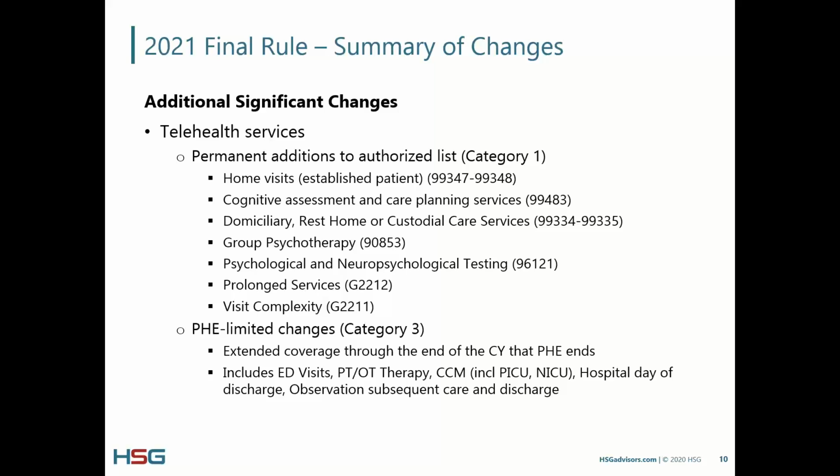If the COVID-19 public health emergency is extended into 2022, unless the 2022 final rule changes this, it would take them all the way through the end of calendar year 2022. So for right now, it looks like all these category 3 codes will be reimbursed similarly from the Medicare side through the end of calendar year 2021.